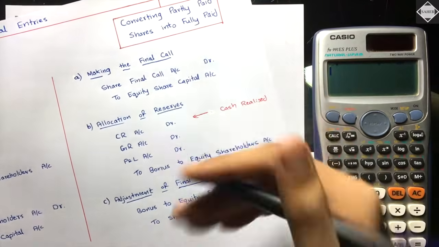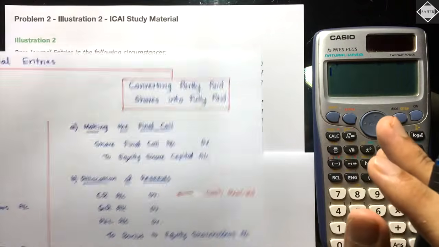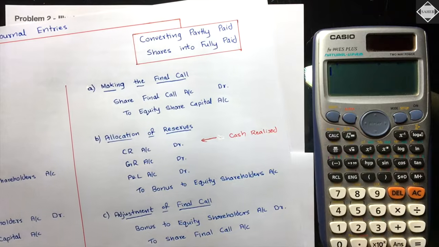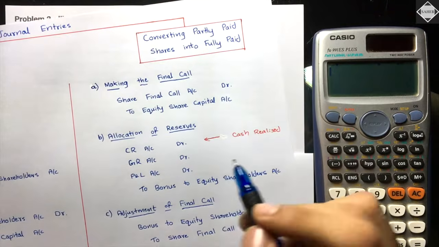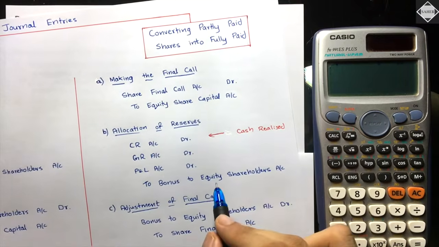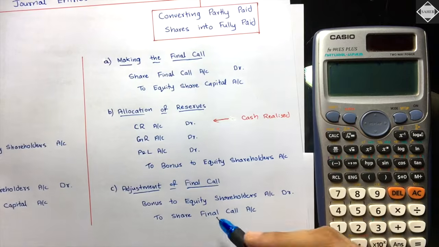Now the sequence of entries will be different from the study material. It is not a big deal. It can happen. But you just follow this way only. Make the final call first. Share final call account debit to equity share capital. And then use up the reserve and transfer the value to bonus to equity shareholders, and then adjust the final call account with the bonus.